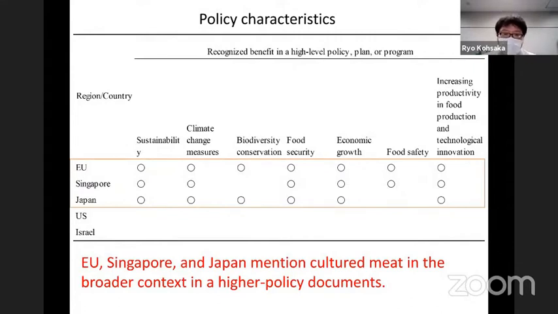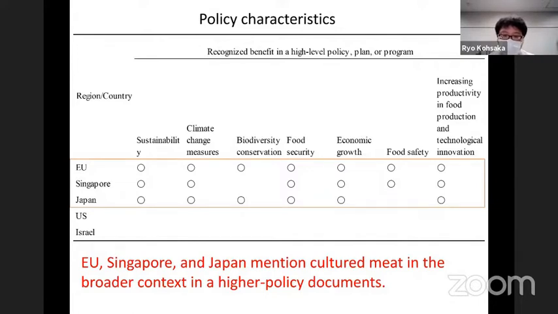This is a table I made to categorize and to find the characteristics in the policy on cultured meat. I picked out the EU, Singapore, Japan, the US, and Israel. This table shows the connection with the policy and guideline action plan at a higher level. The EU has the European Green Deal policy right now, and they have the Farm to Fork strategy. The strategy mentions cultured meat and some meat alternatives at a higher level.